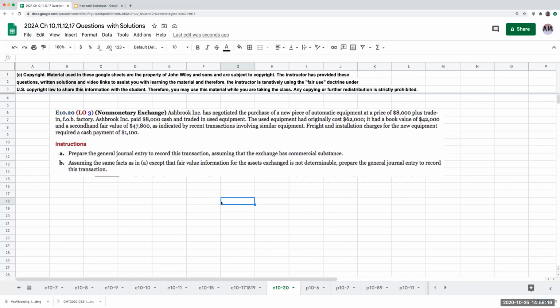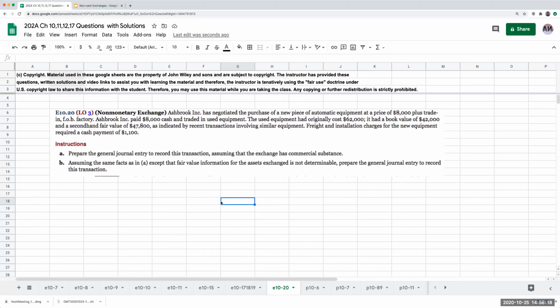Okay, let's take a look at exercise 10-20 on non-monetary exchanges. Ashbrook has negotiated the purchase of a new piece of automatic equipment at a price of $8,000 plus trade-in, FOB factory. Ashbrook paid $8,000 cash and traded in used equipment.